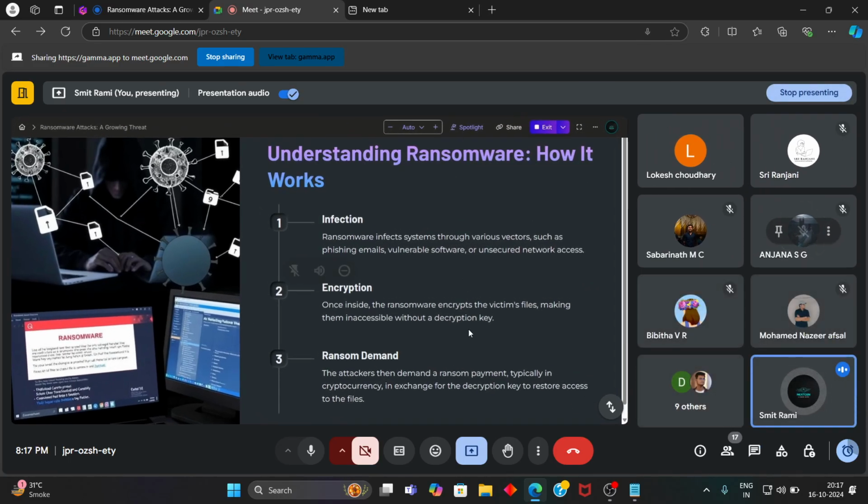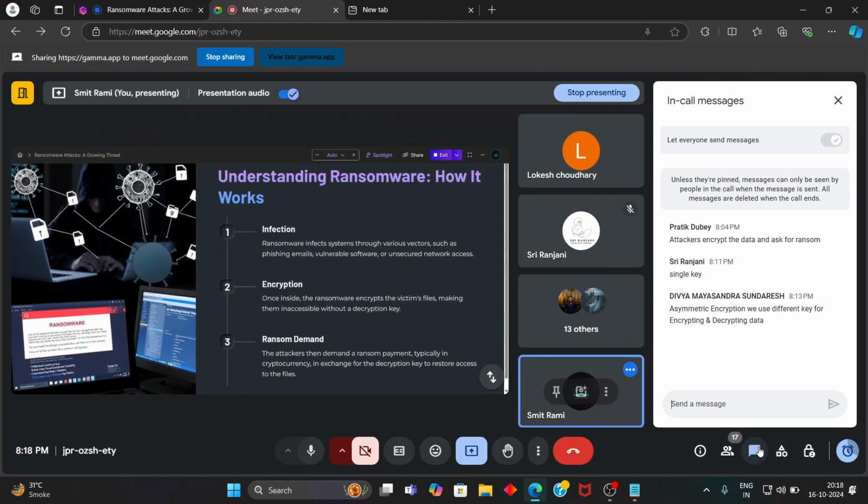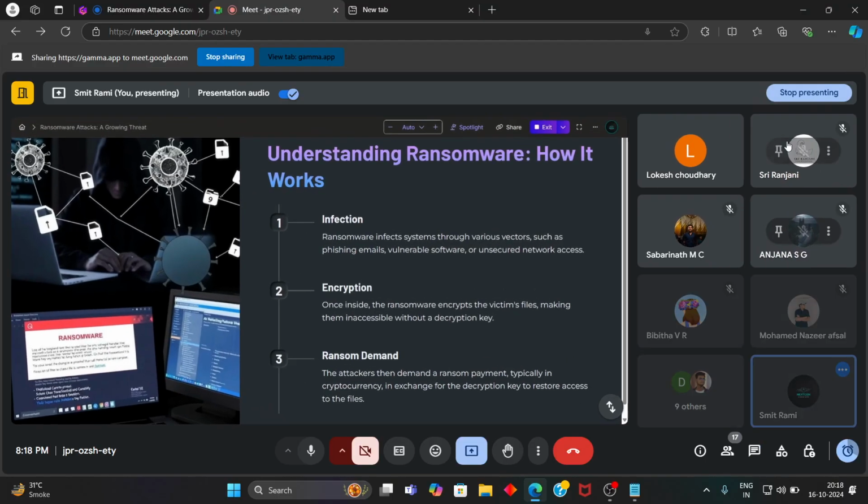Can anyone tell me what is Web3 or blockchain? Is anyone here who knows about blockchain technology? All right, so no issues.